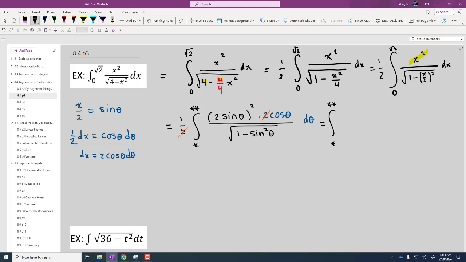And again, in the numerator, we already said that's going to be 4 sine squared, so let's write that out. This is going to be cosine d theta on the outside. Down below, that's 1 minus sine squared, which becomes cosine squared. Square root of cosine squared becomes cosine.